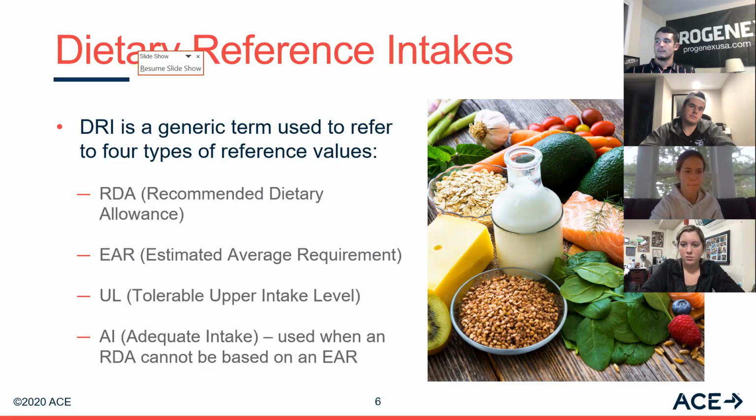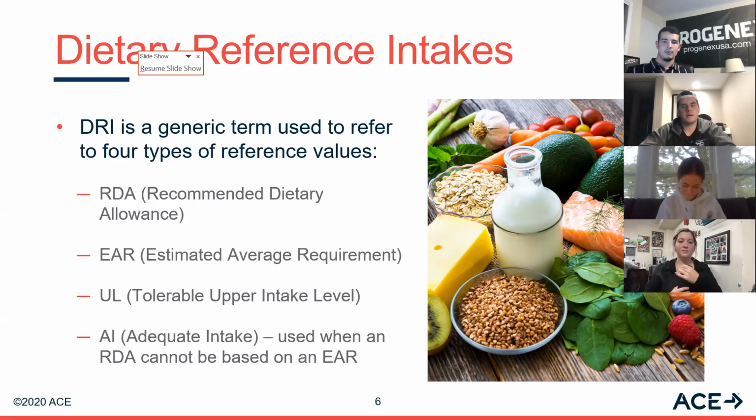So kind of weird that there's so many different ways to describe it, but it's sometimes hard to do research on how much food to consume. So that's why there are different values for different values.